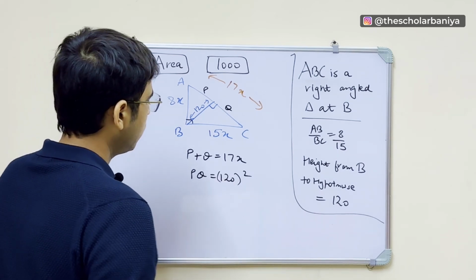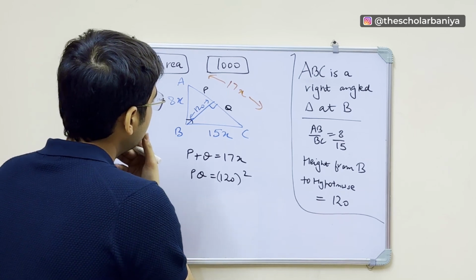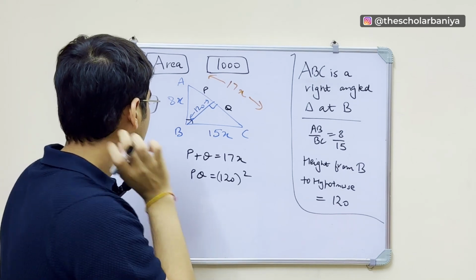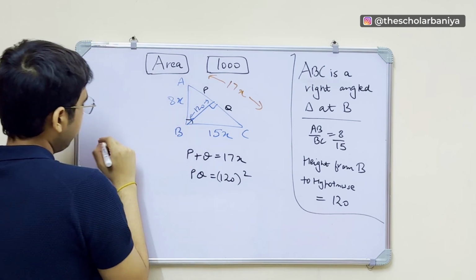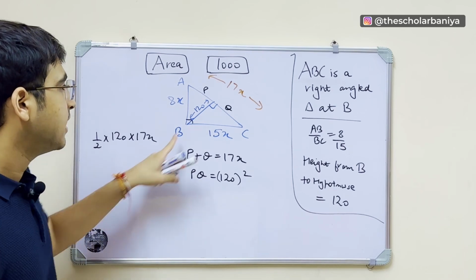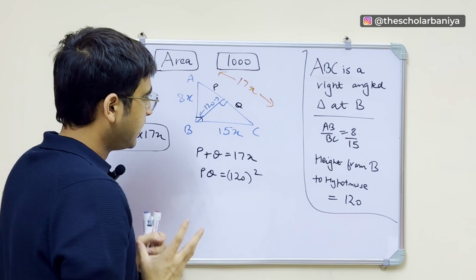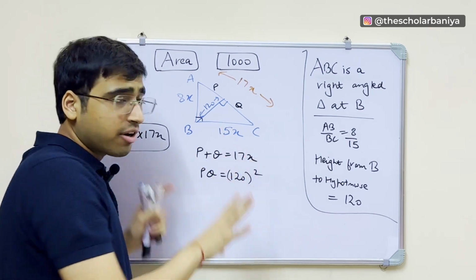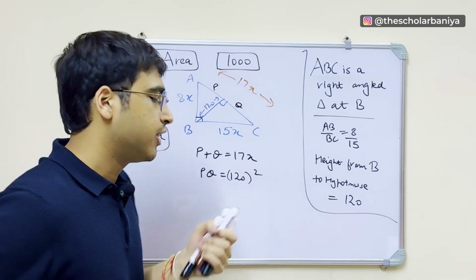So now if you try to solve this, you will be able to pretty easily get the values, and we have to find what? We have to find the area, right? So the area will be half into 120 into 17x. So this will be the area, half into base into height, right? Okay. So now tell me one thing. This is just for your explanation purpose. This is not required in the question, but in a lot of other questions, this can be required. So just telling you, right?